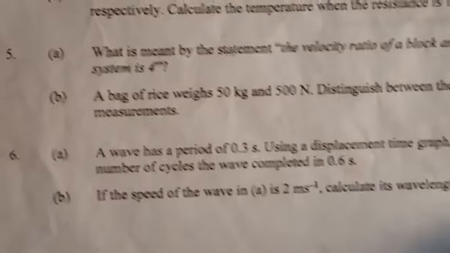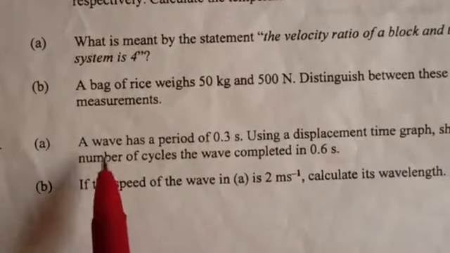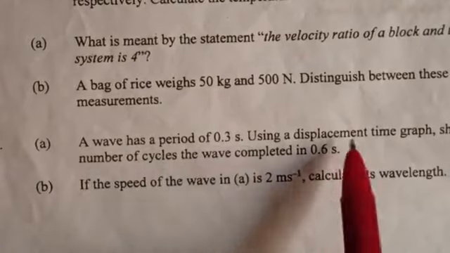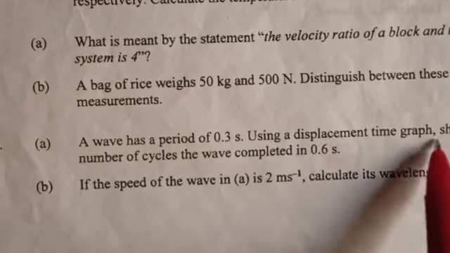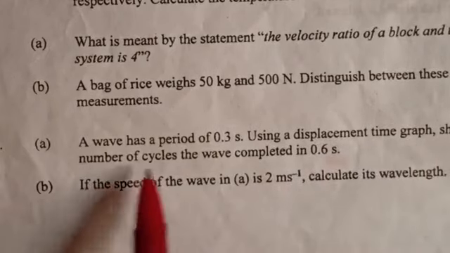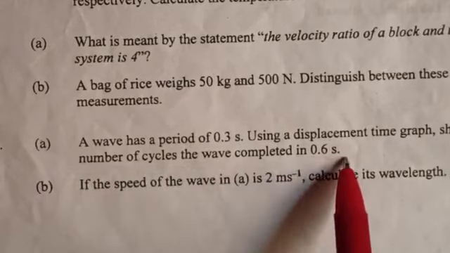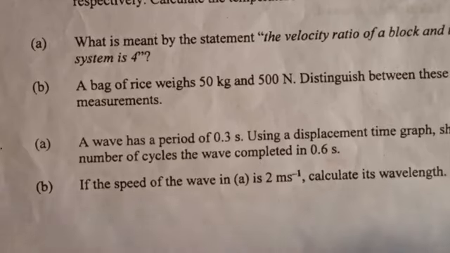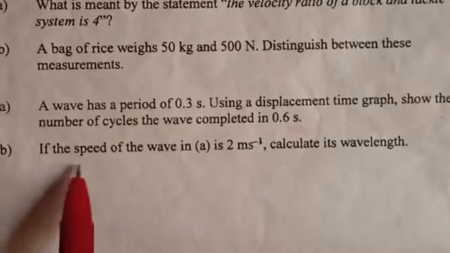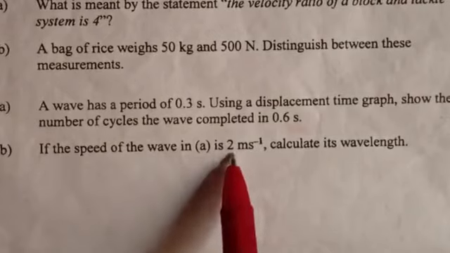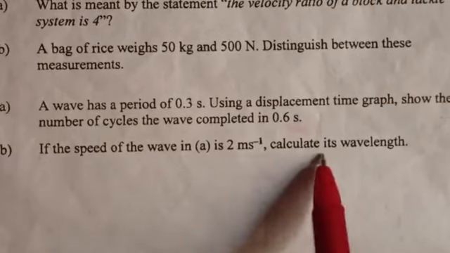Question 6 says a wave has a period of 0.3 second. Using a displacement time graph, show the number of cycles the wave completed in 0.6 second. And if the speed of the wave in question 6A is 2 meters per second, calculate its wavelength. So this is the question. How do we tackle this type of question?